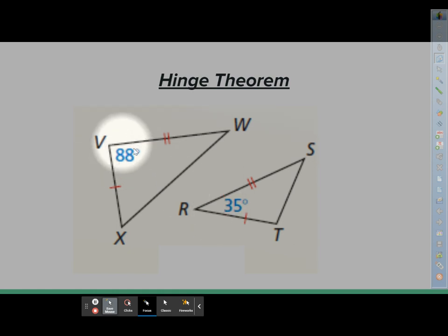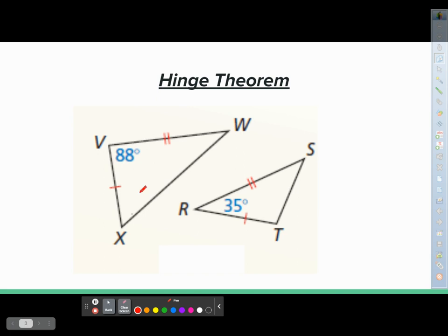Okay, so notice that V is bigger than R. Okay, well, since V is bigger than R, then that means that this side here is going to be longer, and this side over here will be shorter. Okay, so that means that the length of XW is going to be greater than the length of TS. So XW is going to be longer than TS, and that's because V is bigger than R.